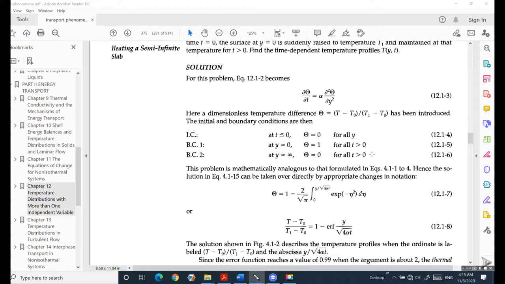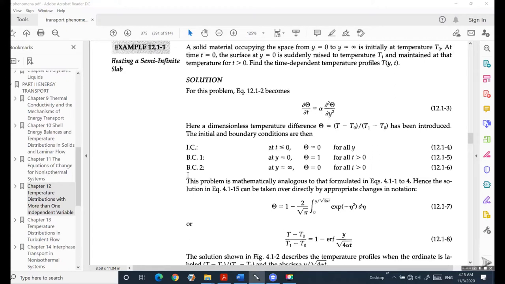We introduce here for this equation, by initial condition, when the time is equal to or less than 0, this is going to be 0. Why? Because our T is equal to T0 at the time equal to 0 and less than 0, that's why it's going to be 0 for all the y.